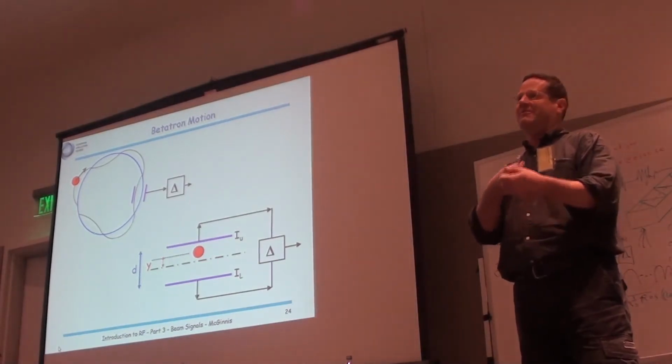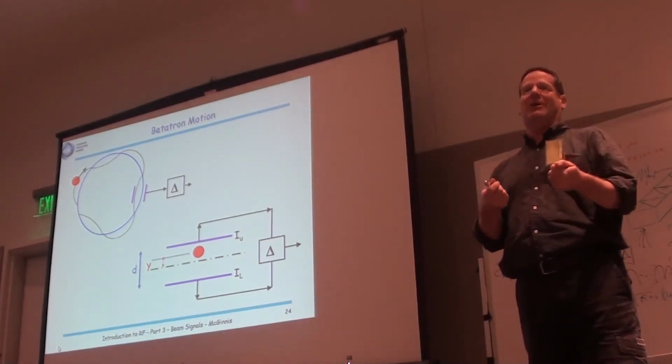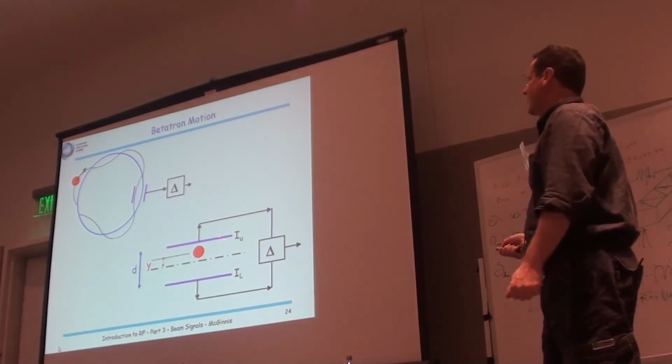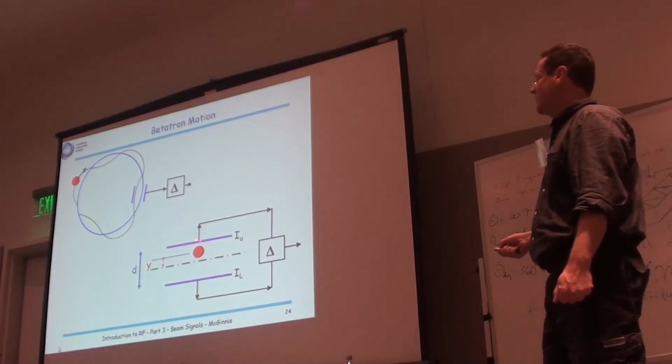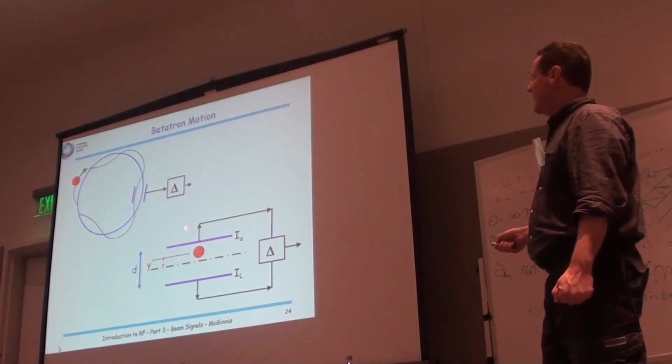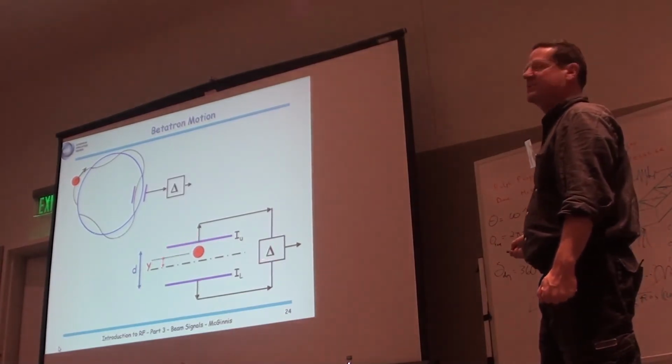The beam doesn't actually touch the plates, it leaves an image current. Here, it'll create a stronger image current on this side than it will on this side because it's closer. So I have to see a stronger signal. Then I can actually take the difference between these two signals.